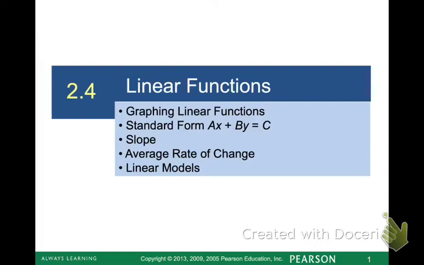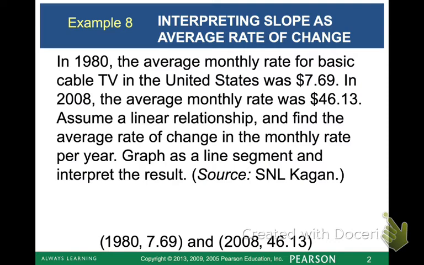Section 2.4, Linear Functions. We're going to focus on average rate of change and linear models in this video. In 1980, the average monthly rate for basic cable TV in the United States was $7.69. In 2008, the average monthly rate was $46.13. Assume a linear relationship and find the average rate of change in the monthly rate per year.